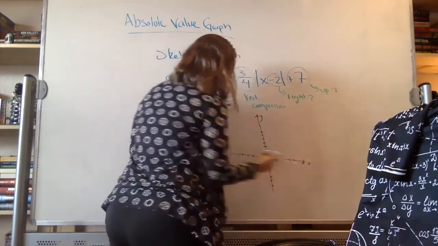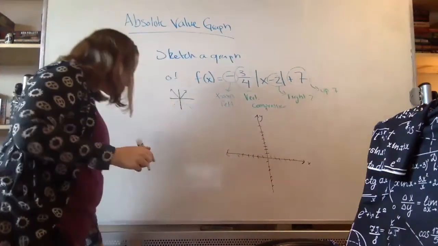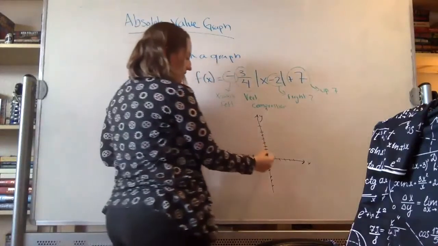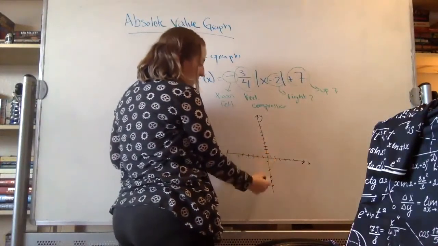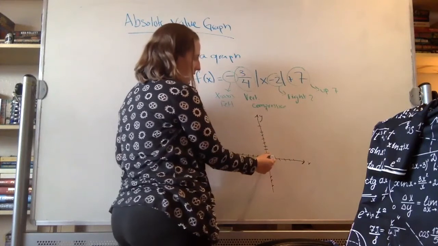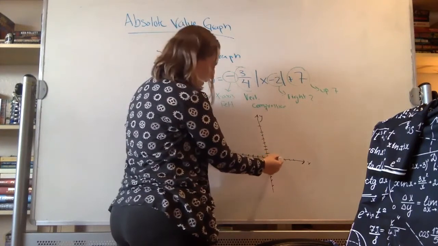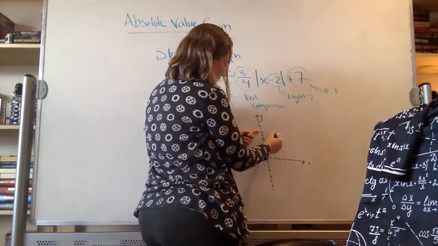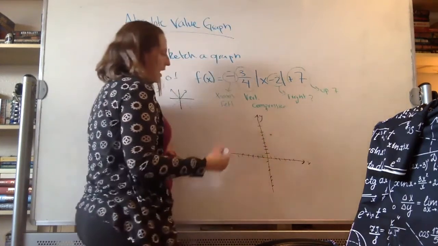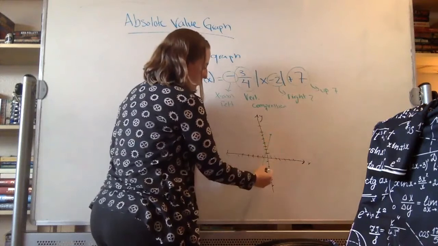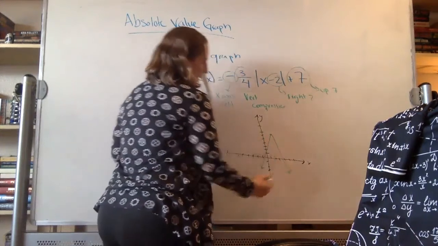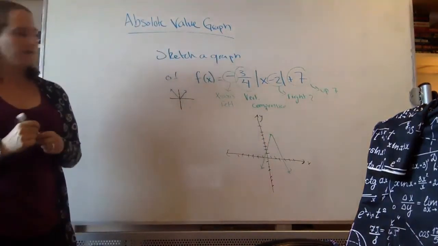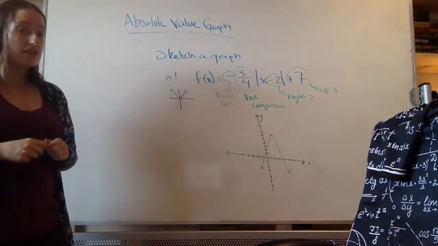All right, so we're going to try and put all of that together. So I started here at 0, 0. Okay, I know that I flipped upside down and I vertically compressed. I've also moved to the right 2 and up 7. 1, 2, 6, 7. So here's kind of my new starting point for my graph. I'm going to open upside down, and I'm going to be kind of skinnier than I was before. Okay, so there's a sketch of this graph.